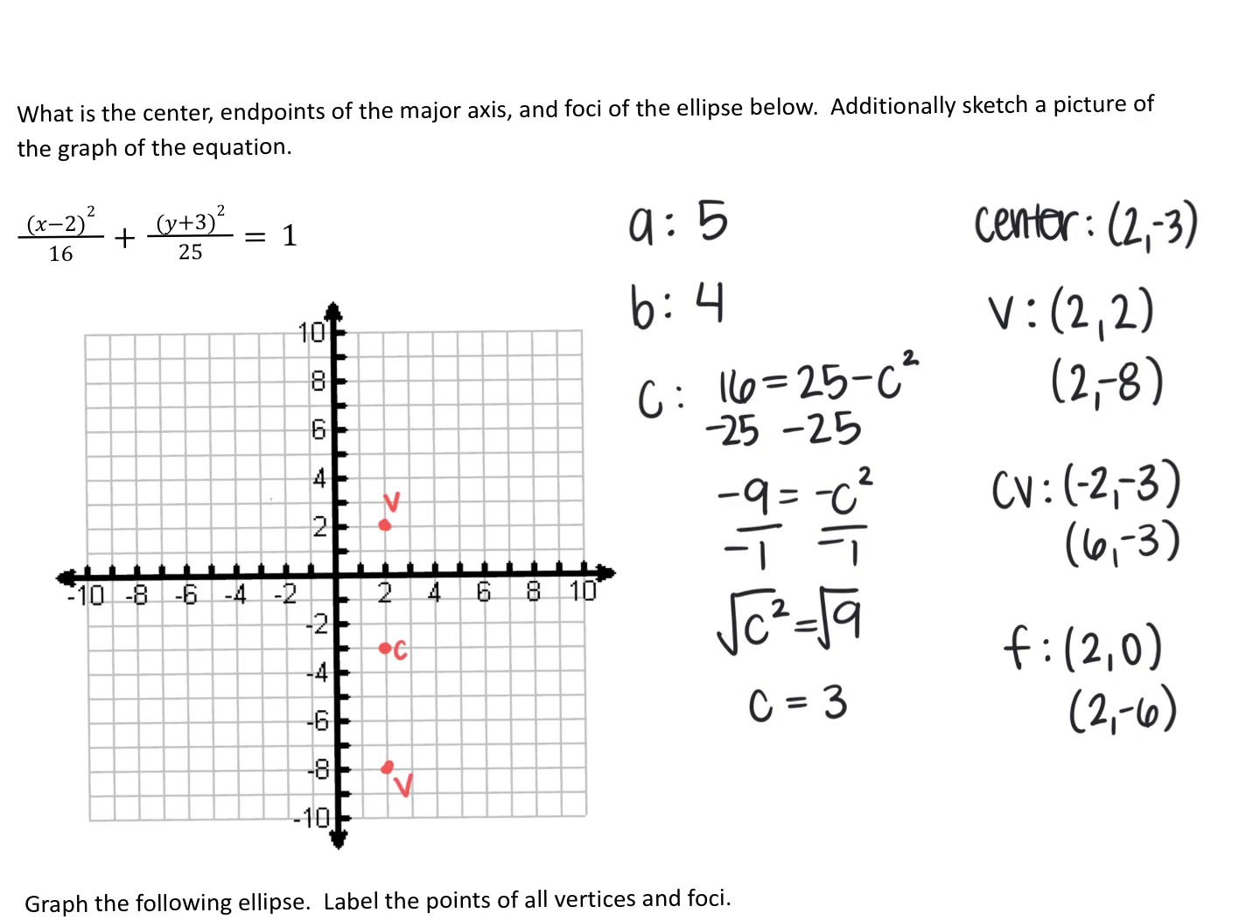And then for my co-vertices, we're going to go left 4 and right 4. So we get -2, -3, and 6, -3. And then for my foci, you go up 3 and down 3. And you get 2, 0, and 2, -6. And now we just connect our points to get our ellipse.